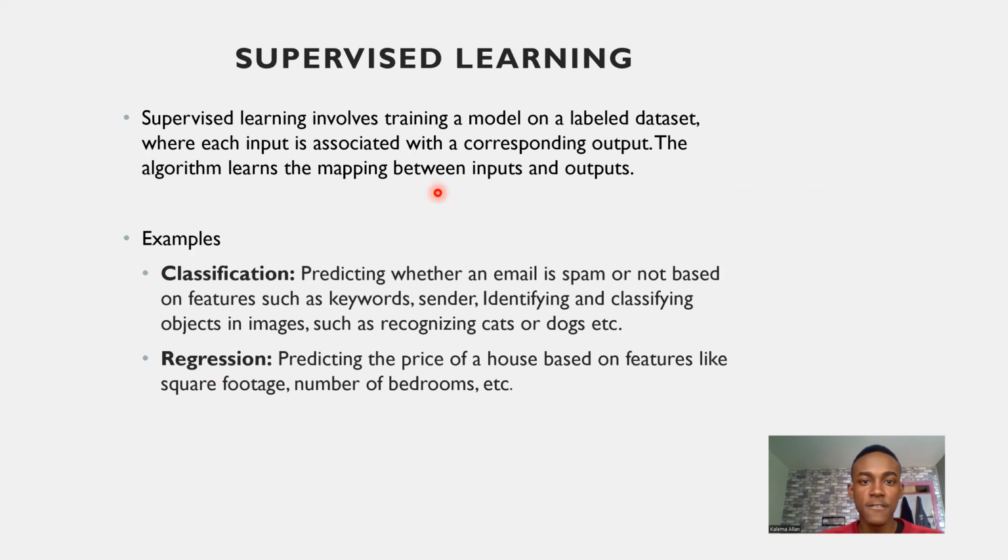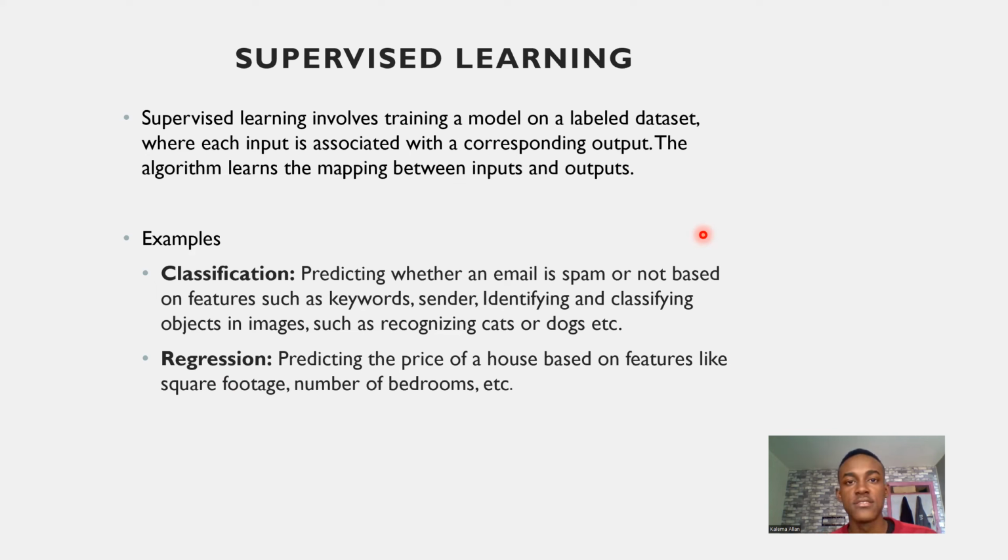Okay. So we have supervised learning. Supervised learning is a form of machine learning that involves training a model with a labeled data set, where each input is associated with a corresponding output. The algorithm learns the mapping between inputs and outputs. Examples of supervised learning are classification and regression.